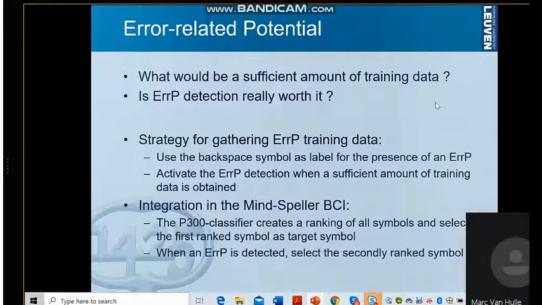Okay, so you can try to collect data, and the question is then how much data do you need? How many examples of wrongly typed characters or wrongly decoded characters do you need? And the second point is, of course, is it really worth it? Remember, we also had alternatives like automatic error correction facilities, and so on. Is it really worth it?